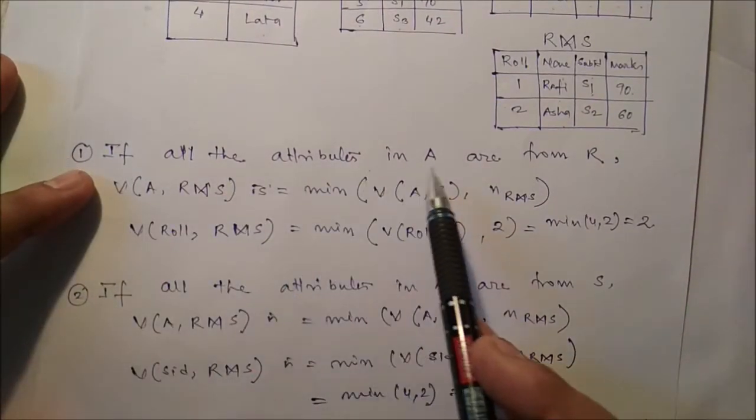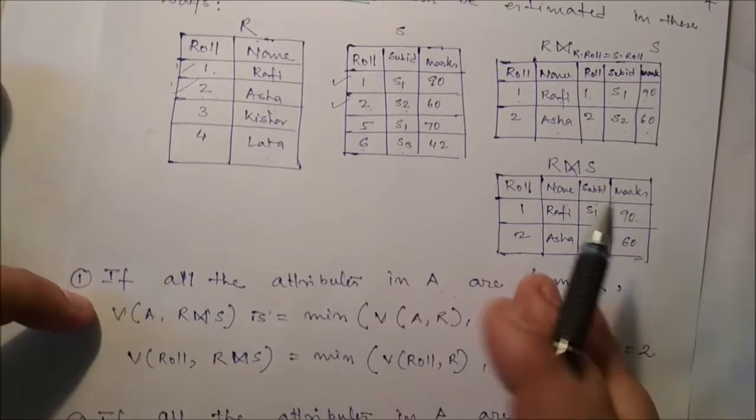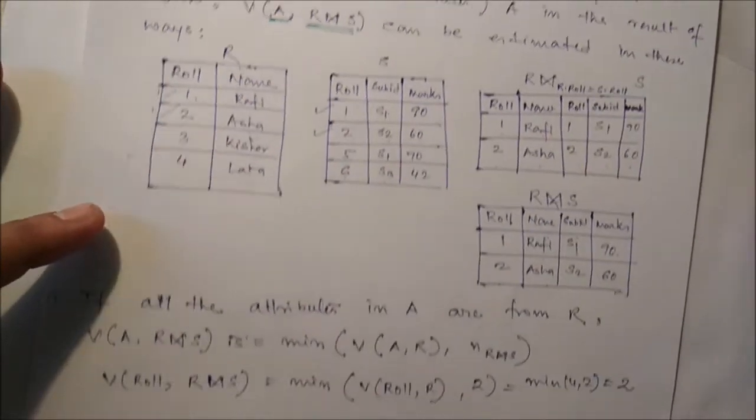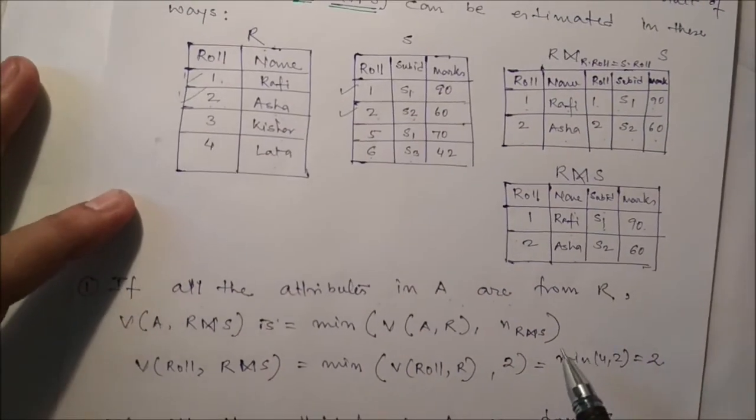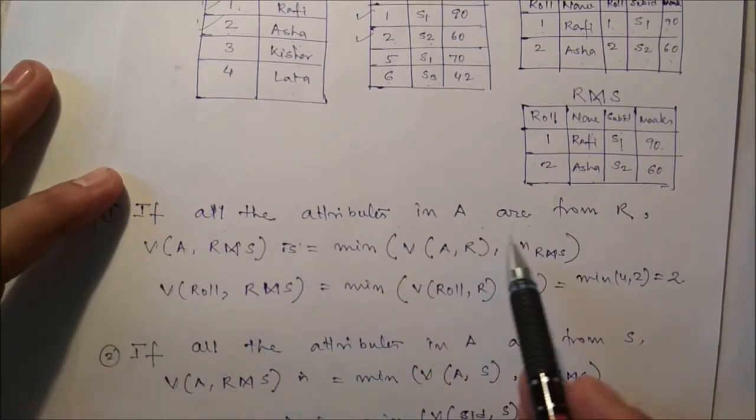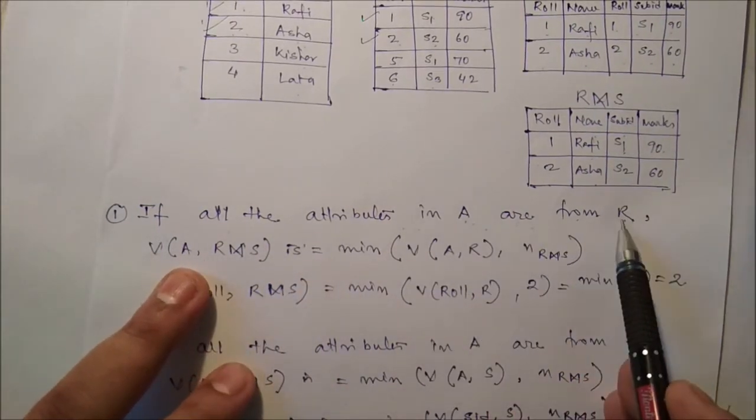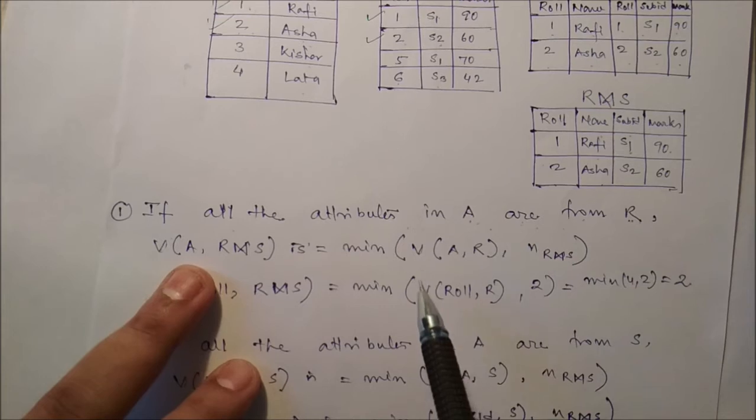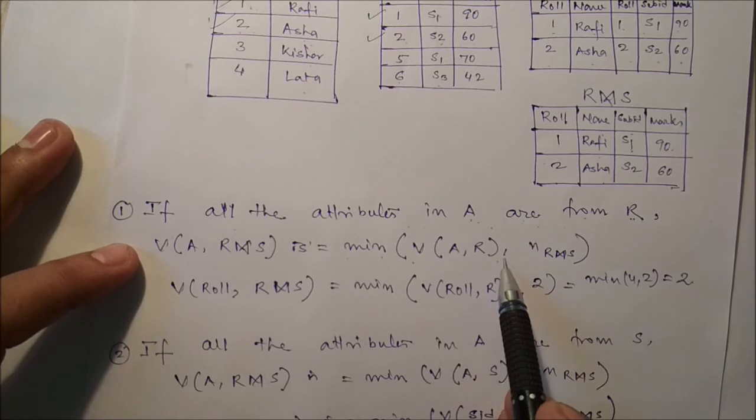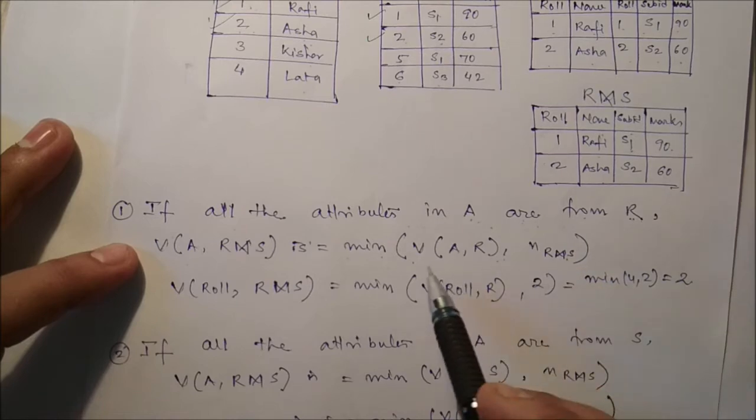Now if all the attributes in A are from R, so here we want to know distinct value of A which belongs to the R table. For all the attributes of A from R table, that we want to calculate. So this is what we have to take, this one: minimum of V A comma R comma the number of records after merging. So V A comma R.